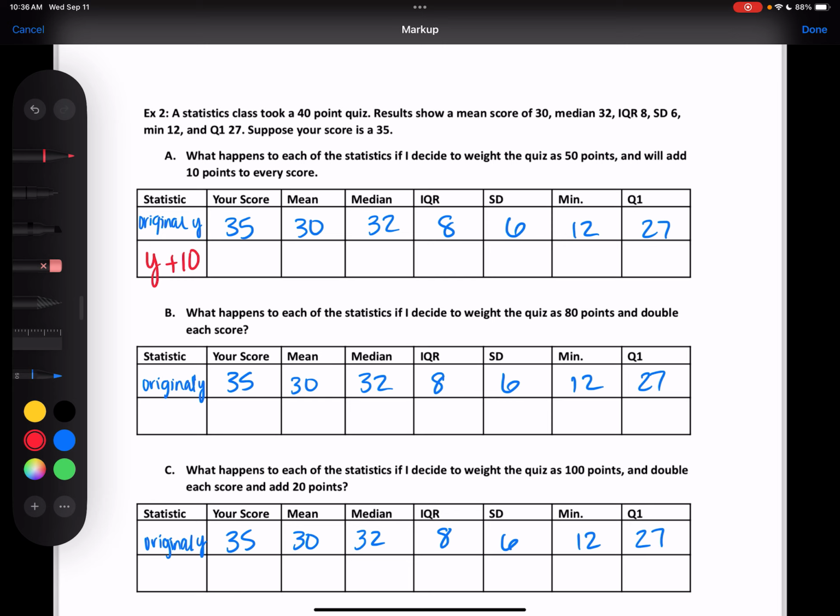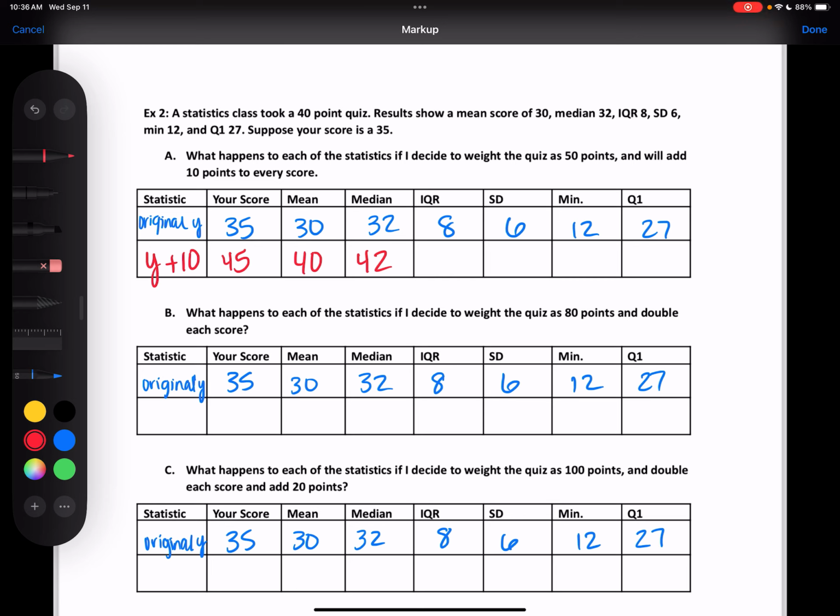So that means that instead of a 35, you got a what? 45. So instead of a 35 out of 40, you now have a 45 out of 50. So what is the mean then? Just add 10. Okay. Yep, 40. What about the median? 42.